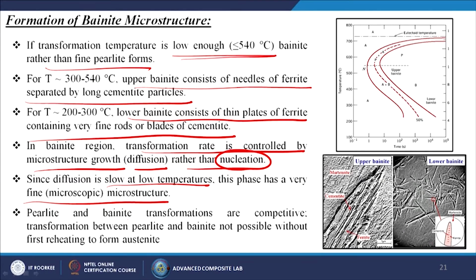Pearlite and bainite transformations are competitive. Transformation between pearlite and bainite is not possible without first reheating to form the austenite. So, this is known as the upper bainite structure, where we can see the martensite, cementite and the ferrite, and this is the lower bainite where we can see the martensite looks like this, cementite is in these shapes and ferrite is in this confinement.